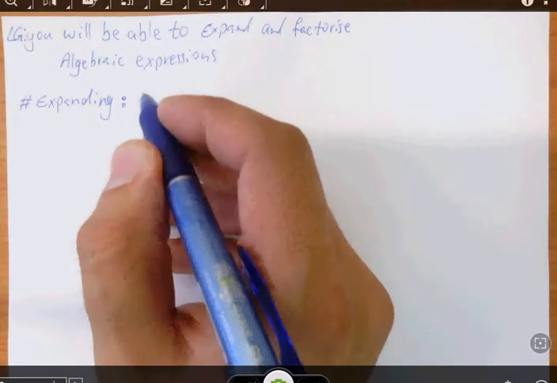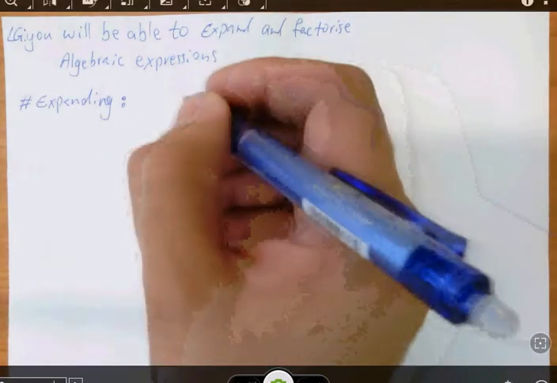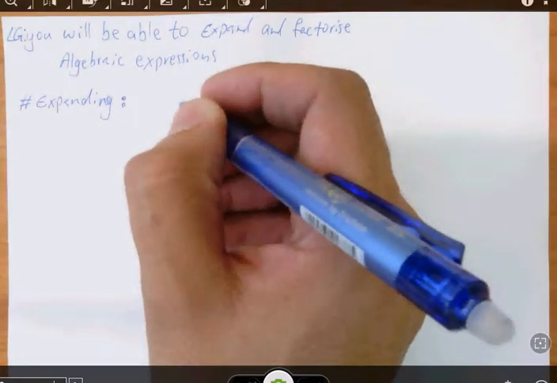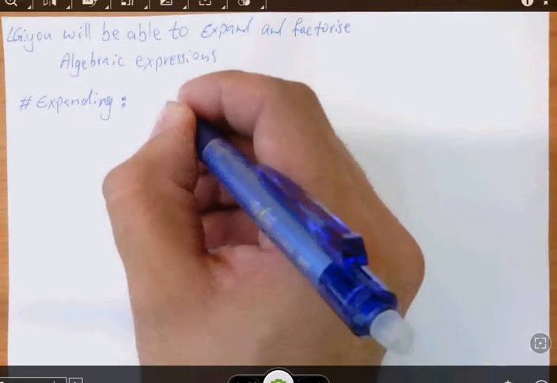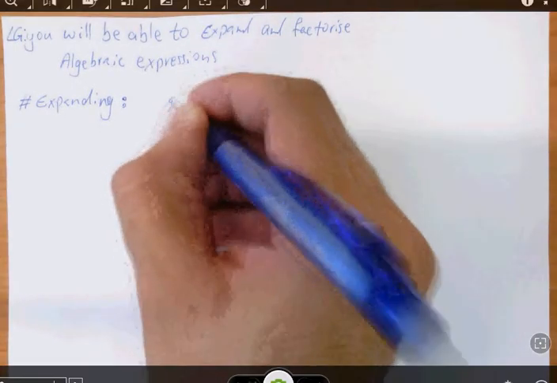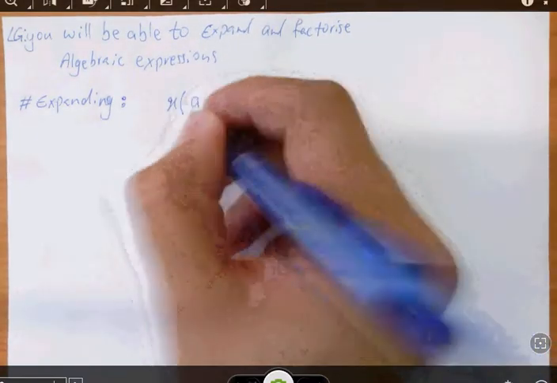So let's start with 5 key areas of expanding. Obviously, we are very familiar with expanding. Right? There are some models that we can use. First of them is when we have an example of, for example, x times whatever it is, right? a plus b. And I'll write it in generic form. So these could take any number. You already know that, right?